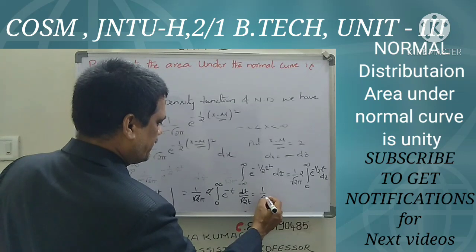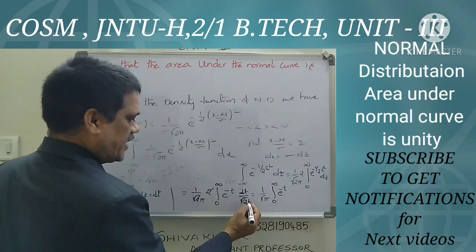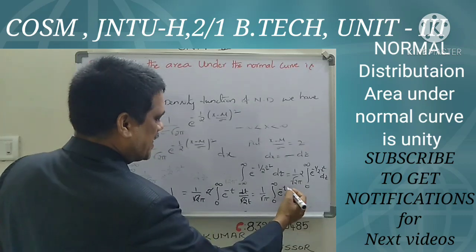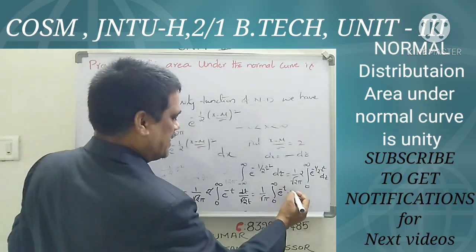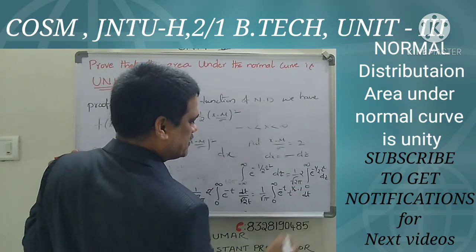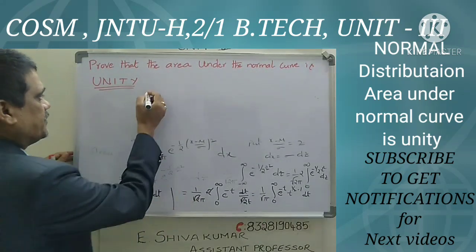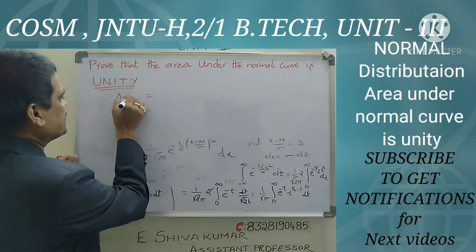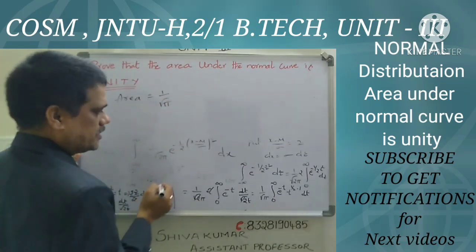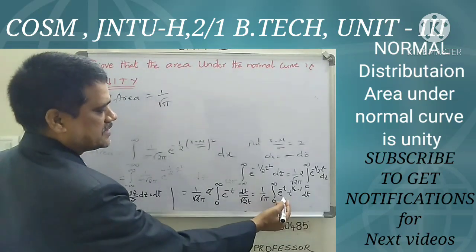What is left over? 1 by root pi integral 0 to infinity of e power minus t into t to the power of minus 1 by 2, since t is moved upward to the numerator. Minus 1 by 2 can be written as 1 by 2 minus 1, into dt. So the area is equal to 1 by root over pi. This is nothing but, according to the gamma function, gamma of 1 by 2.